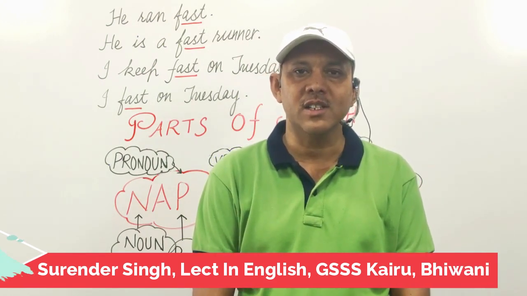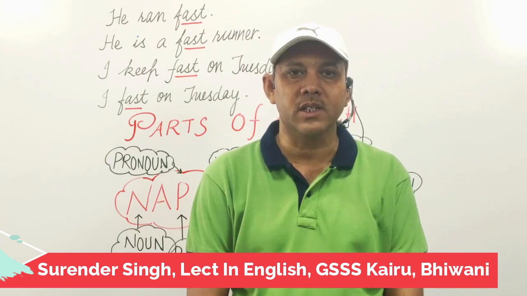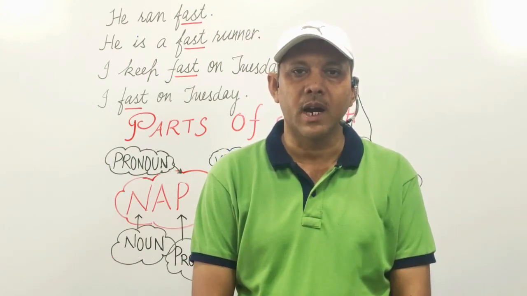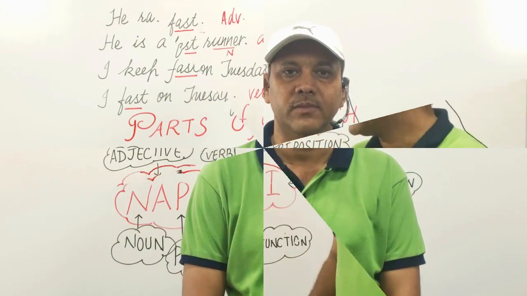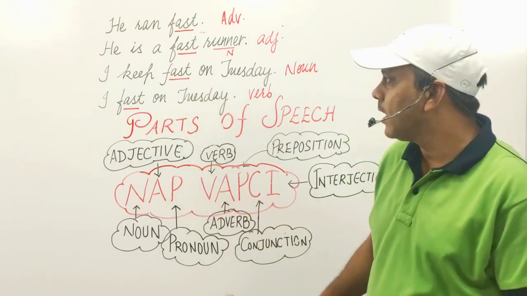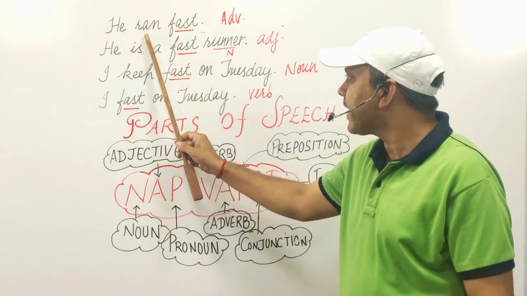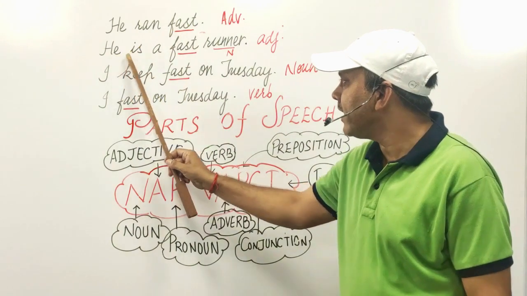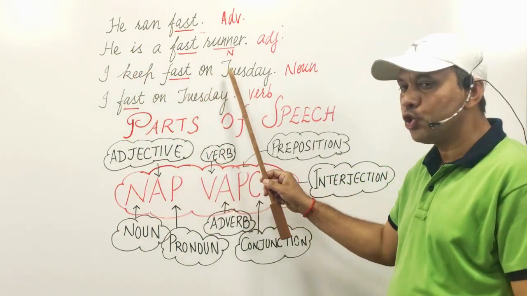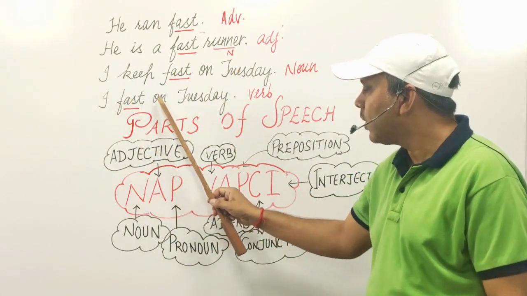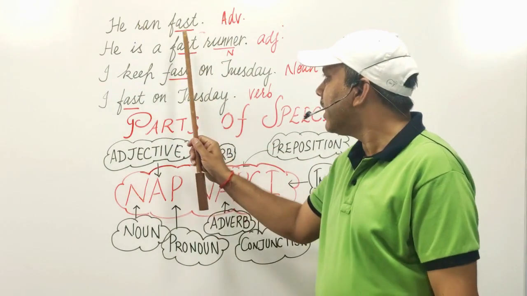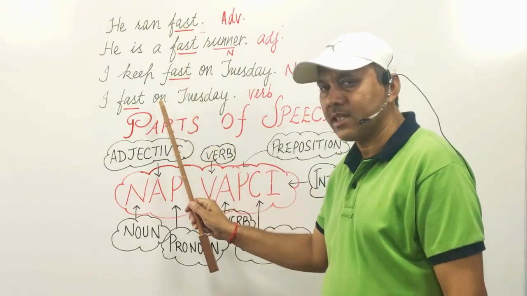Today, we are going to discuss a very basic topic, fundamentals of English grammar: parts of speech. Dear students, I have written 4 sentences on this whiteboard, and these sentences are: He ran fast. He is a fast runner. I keep fast on Tuesday. I fast on Tuesday. In these 4 sentences, there is the word fast in every sentence.